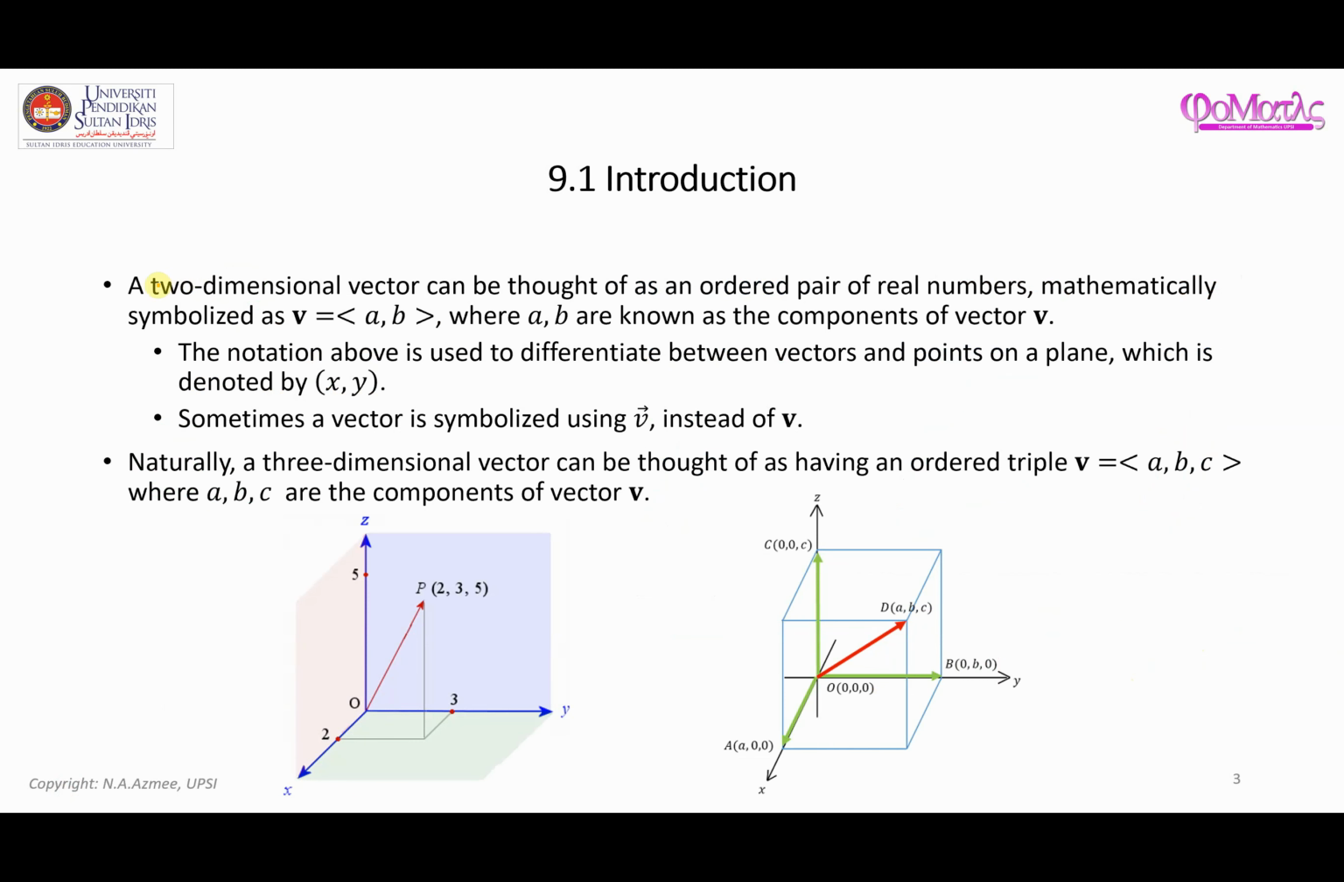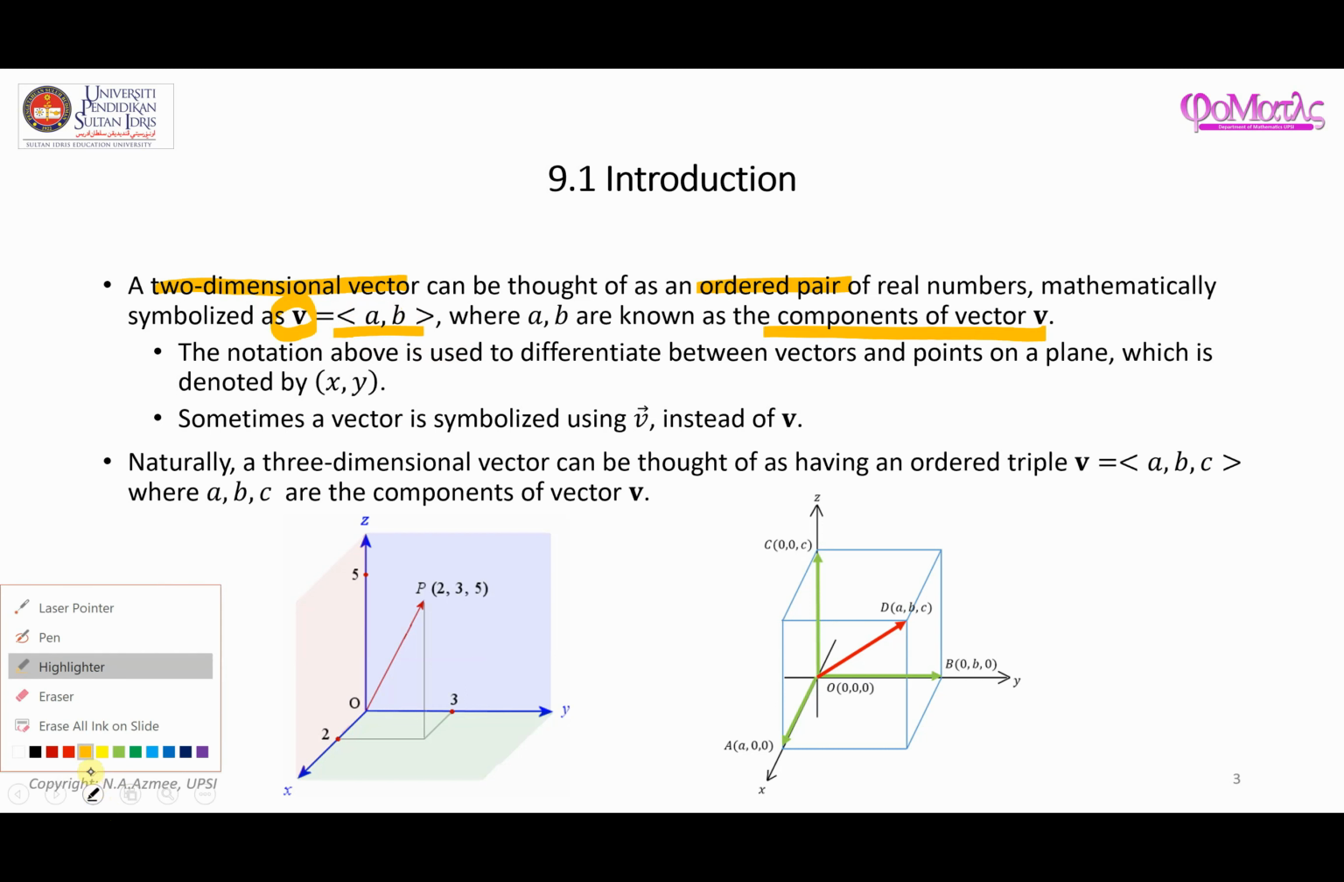Now, when you have a two-dimensional vector, it can be thought of as having an ordered pair of real numbers. So it can be mathematically symbolized as you bold the alphabet V. So V stands for vector. You can actually use any alphabet that you fancy, but in this case we choose V to represent a vector, and you bold it to indicate that this is a vector, and it is represented using this notation a, b, and a and b here are known as the components of vector V.